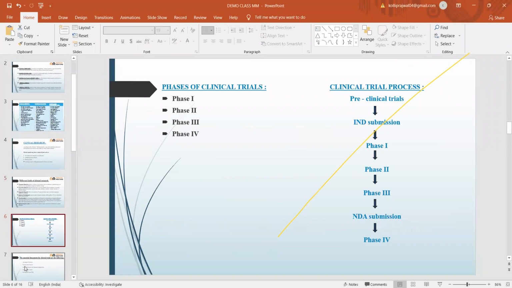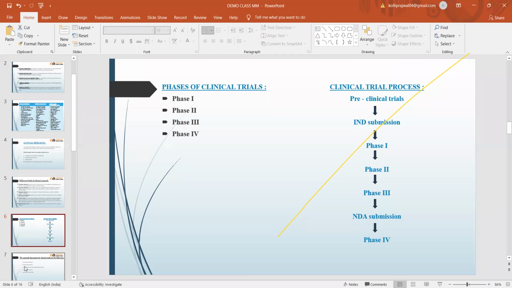Our next slide shows what the different phases of clinical trials are. Clinical trials have four different phases: phase 1, phase 2, phase 3, and phase 4. All these phases are different from each other. The type of study we are going to conduct and the number of participants involved in these phases is different. The result or the type of data we are going to collect in these phases are different.